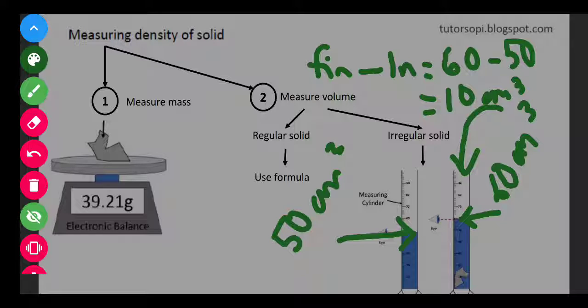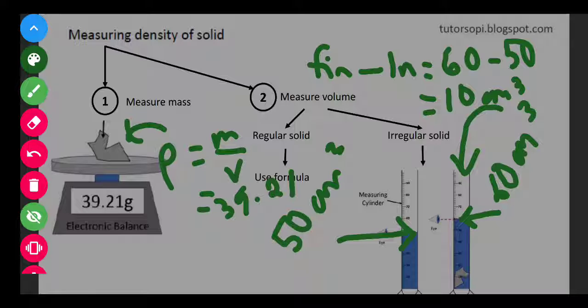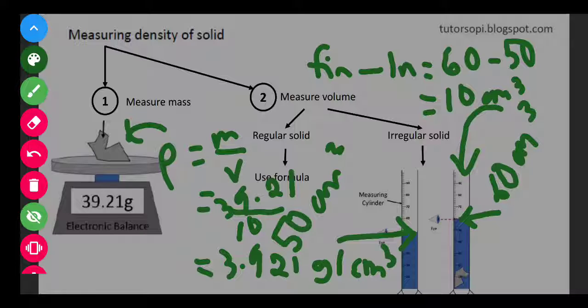So dalam kes ni, kalau kita nak try measure density of this object, so first kali rho adalah mass over volume. So the mass adalah 39.21 divided by 10. So kita akan dapat 3.921 gram per cm cubic. Okay, so dalam kes ni kita tak perlu tukar dalam kg. Kenapa? Soalan tak minta kita tukar dalam kg. So boleh je gram per cm cubic. So ini adalah untuk measure density of solid.